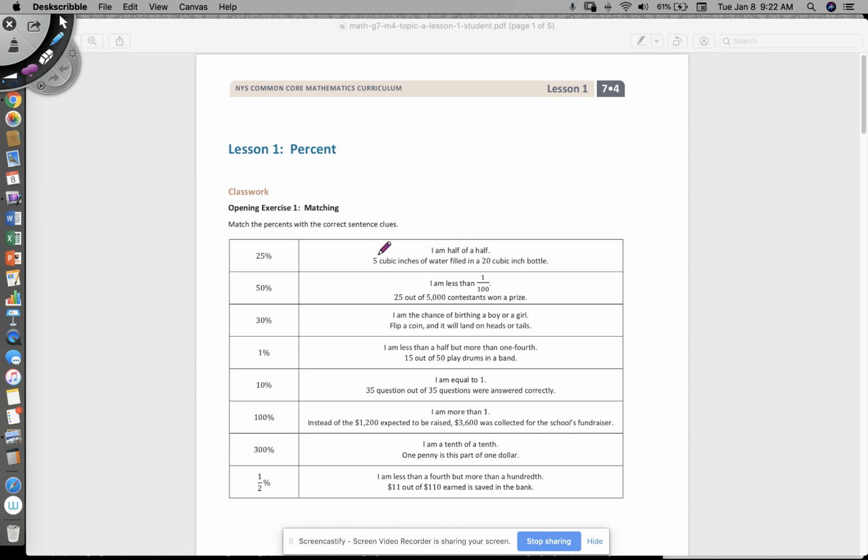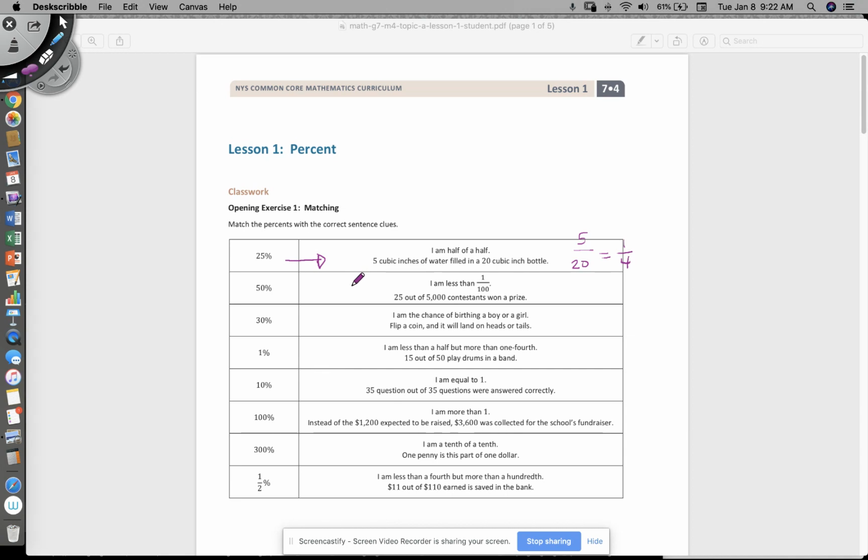Okay, they also gave you this one. I have 5 cubic inches of water filled in a 20 cubic inch bottle. So if I had even done just that one, 5 over 20, and reduced that, I'd get 1/4. So this one right away is right next to it. So we're going to keep it there.